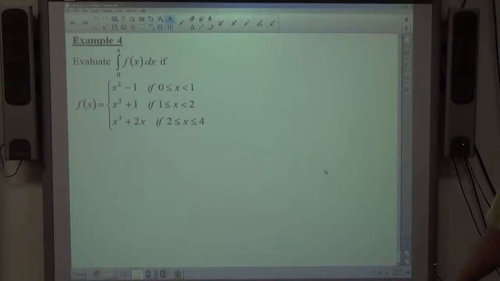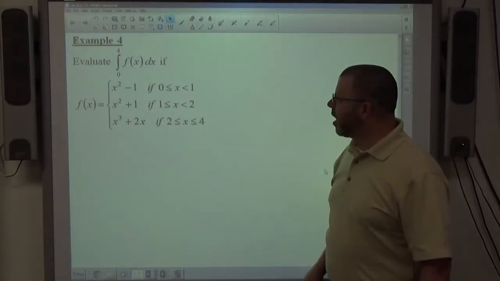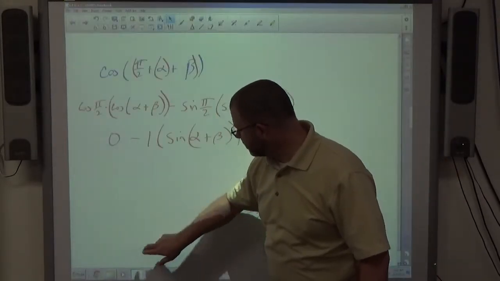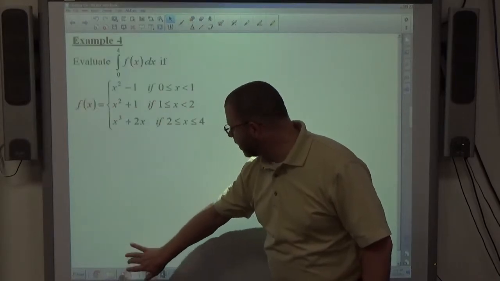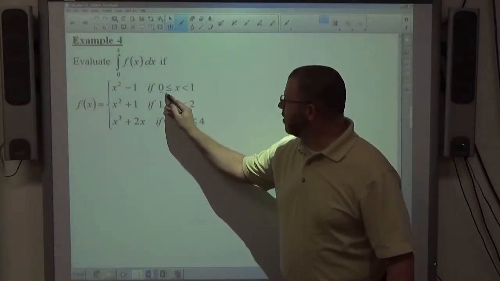Okay, if you take a look at example 4, we're supposed to evaluate the integral of f of x dx from 0 to 4 if f of x is defined as this piecewise function. And if you recall a piecewise function, it's defined for specific values of x.